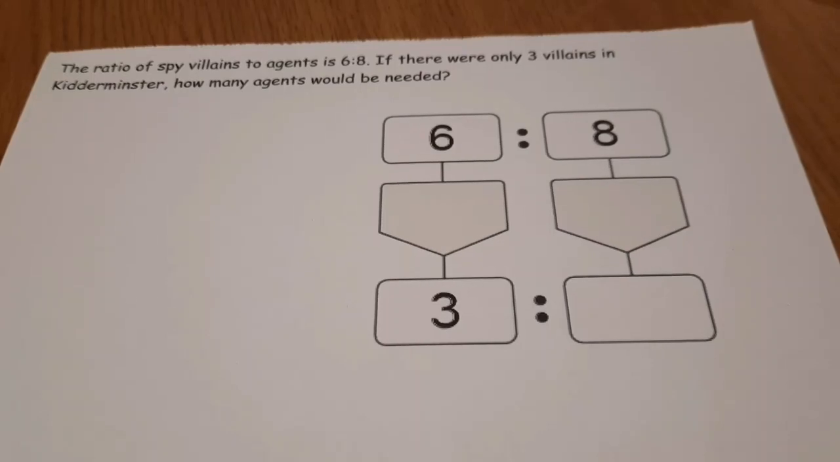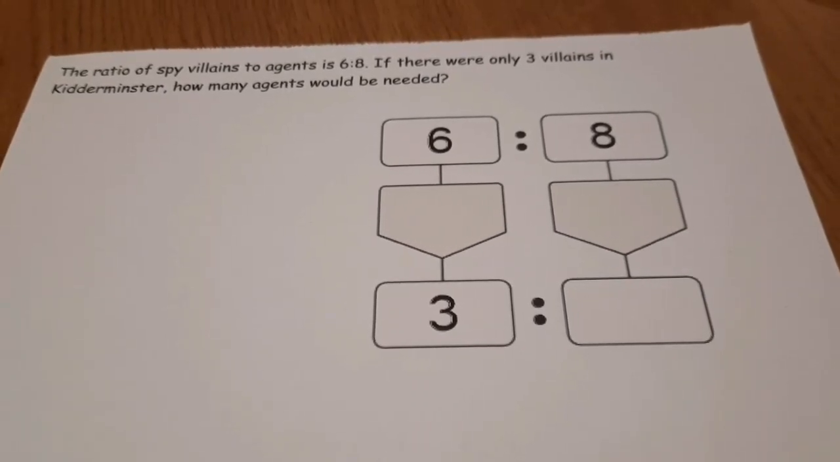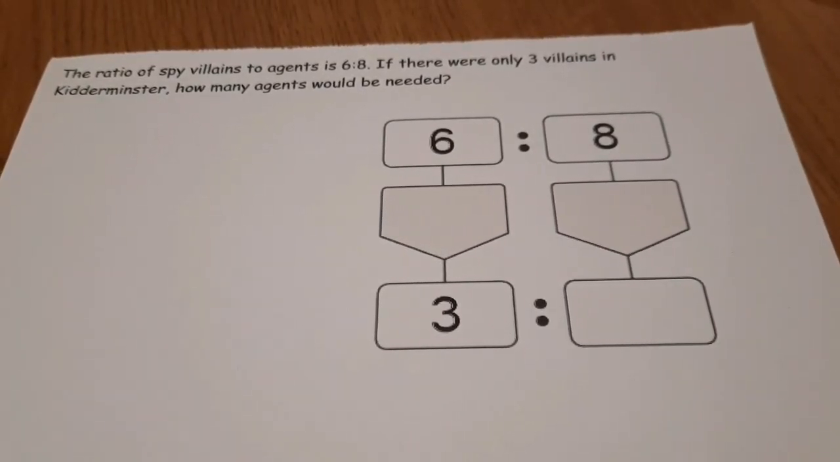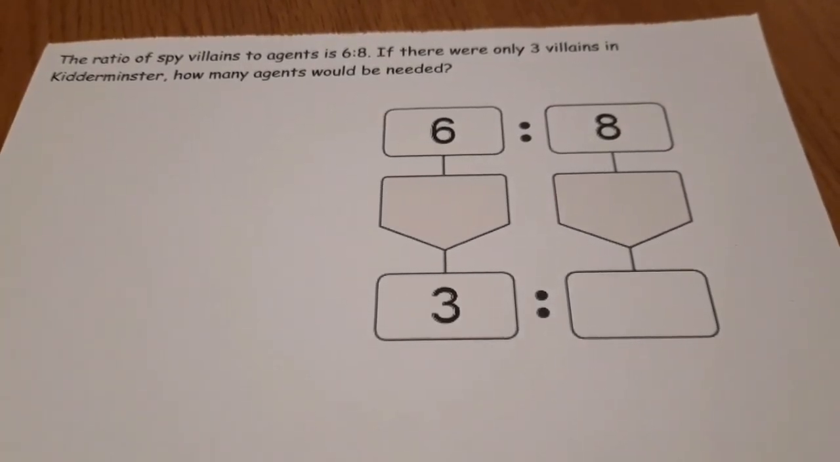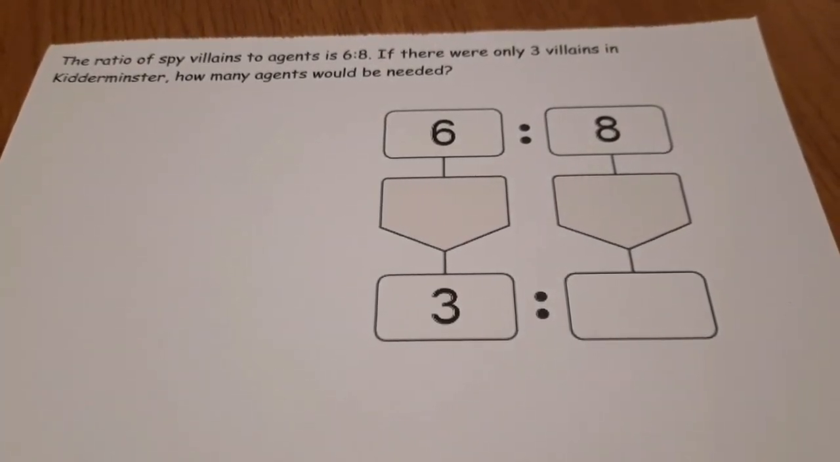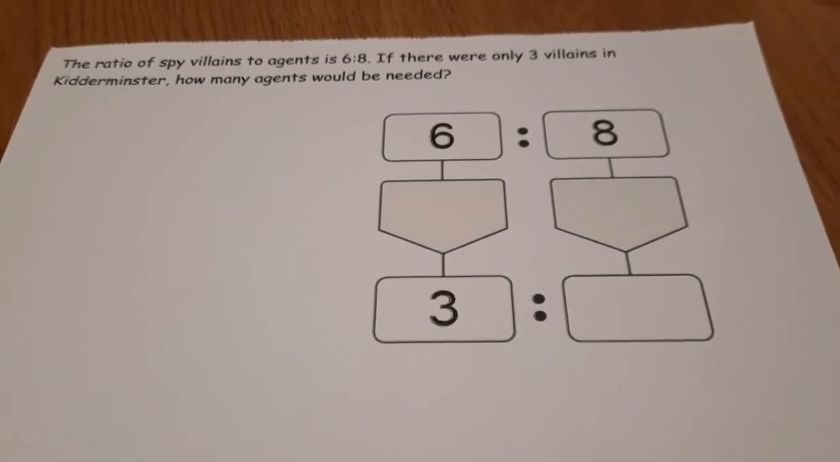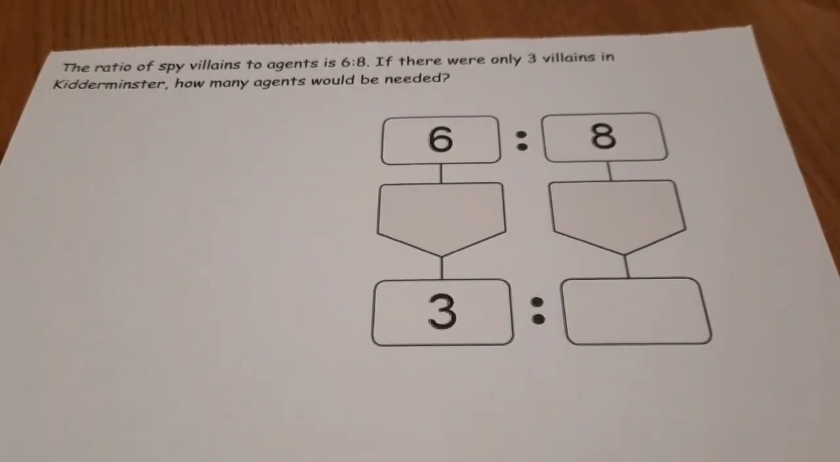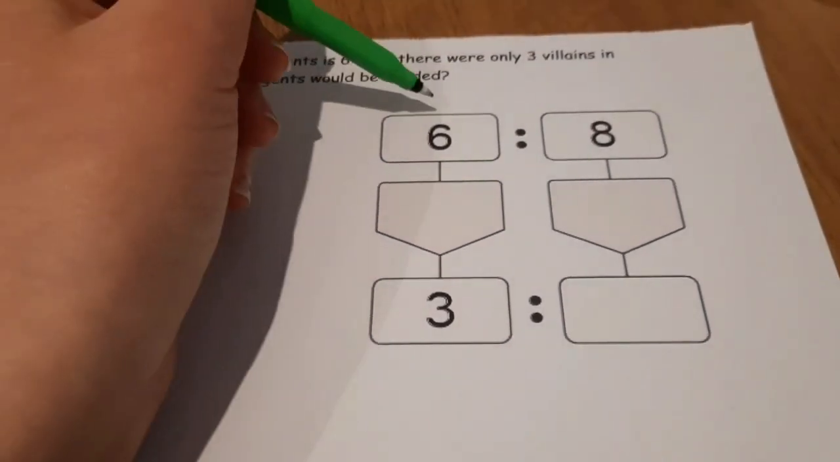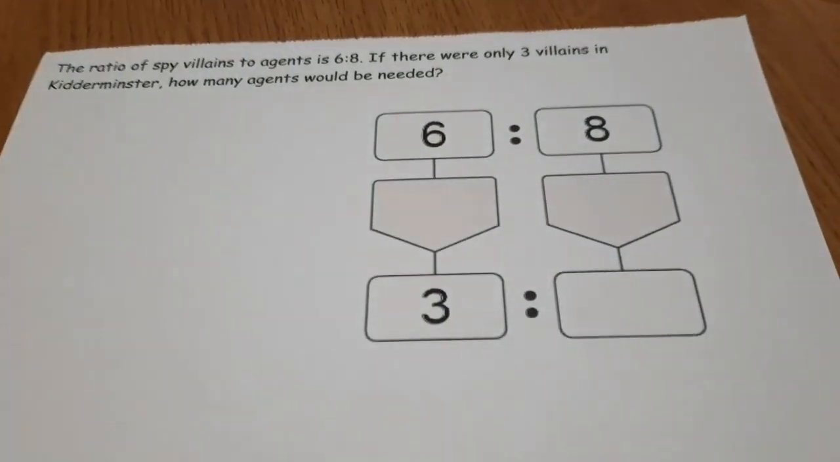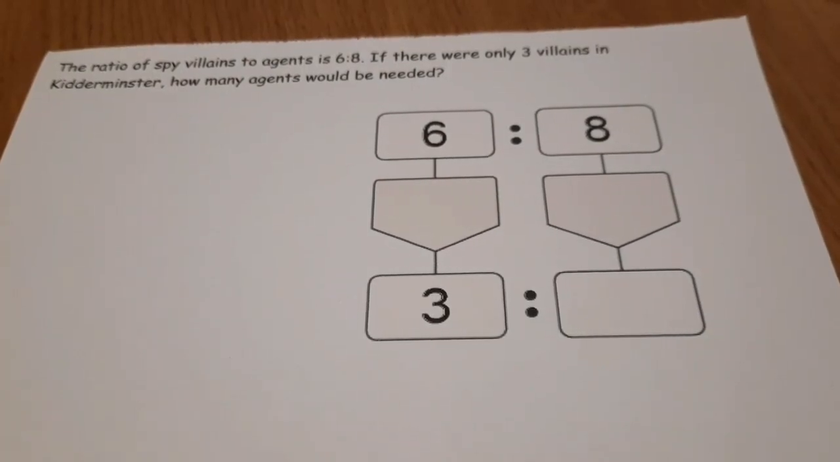So let's have a read of this question. The ratio of spy villains to agents is 6:8. If there were only 3 villains in Kidderminster, how many agents would be needed? You can see I've already set out part of my ratio diagram here. I've forgotten to write what each of these numbers represent at the top, so I'm going to do that now because that's really helpful.